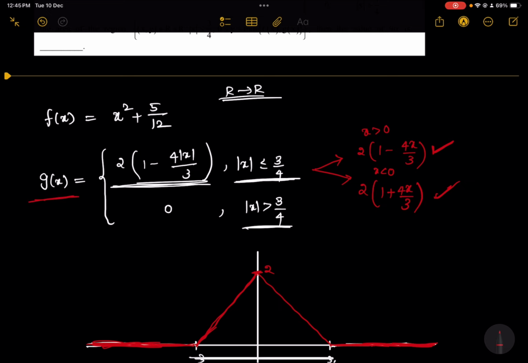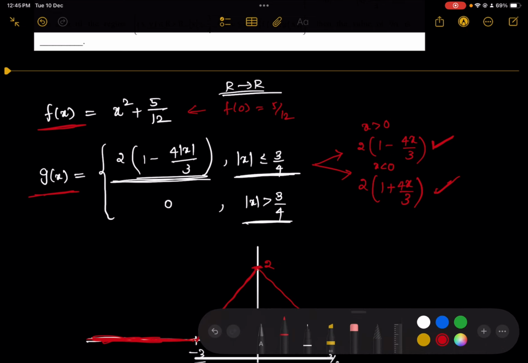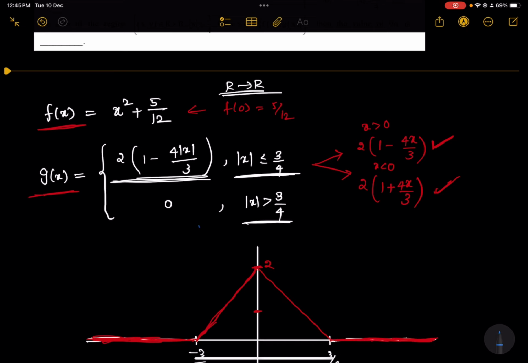Now let us draw f of x. What is f of x? x square plus 5 by 12. When x is equal to 0, f of 0 is 5 by 12. So 5 by 12 lies somewhere here. So let us draw f of x with another color. It is a parabola that looks something like this.